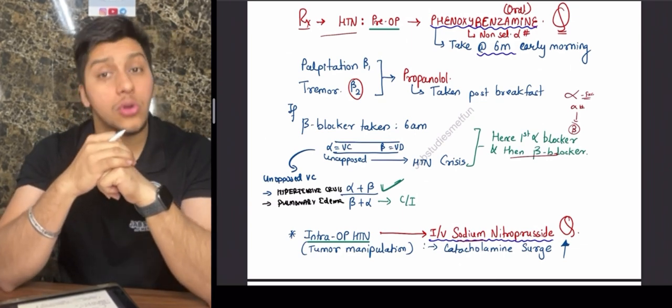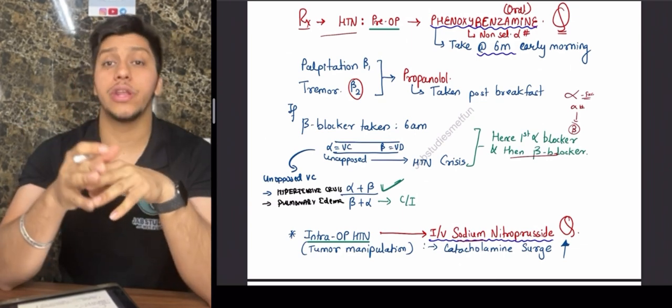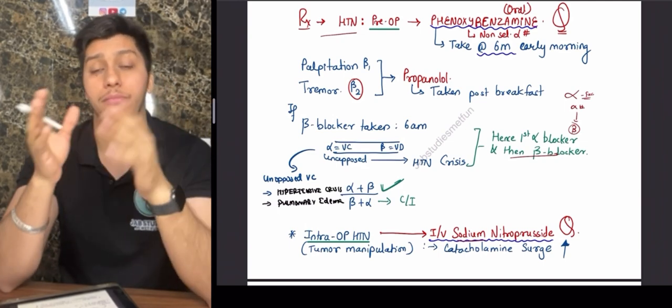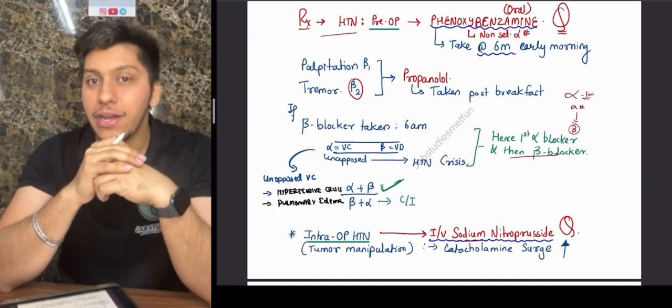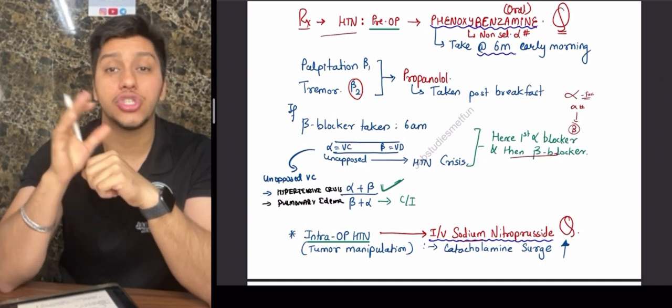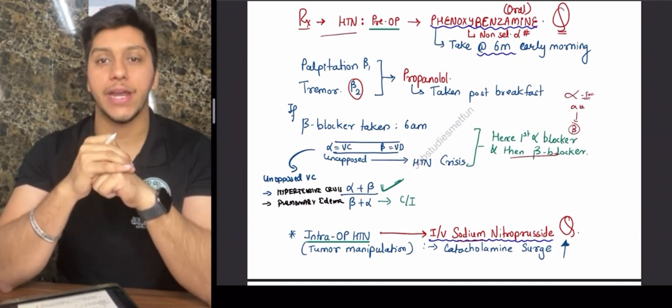Pheochromocytoma is also known as chromaffinoma. Remember the 10% rule. 10% is extra-adrenal, and the region is the sympathetic chain, which is also known as the organ of Zuckerkandl.